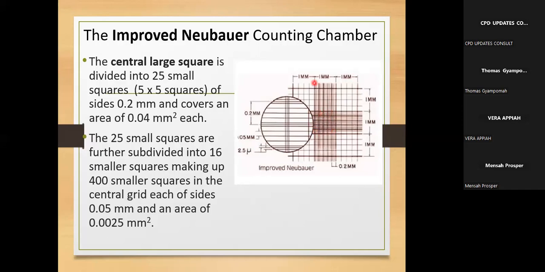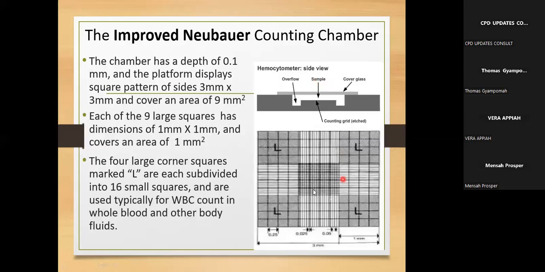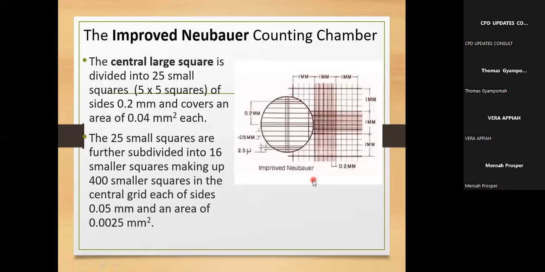If you go back, the one that I haven't even taken, you see that it's divided into 4. 1, 2, 3, 4. This is wrong. So coming here, this is the right one. It's divided into 25. So it means that this side is 5, and this side is also 5. So this small area is 25.